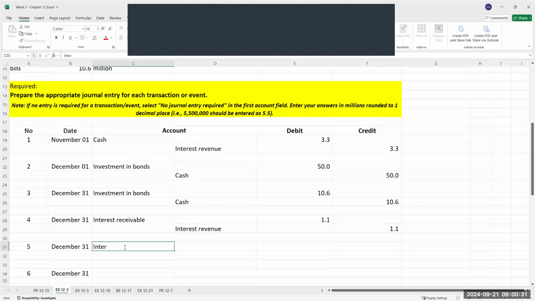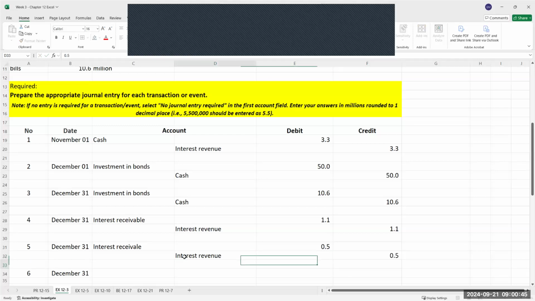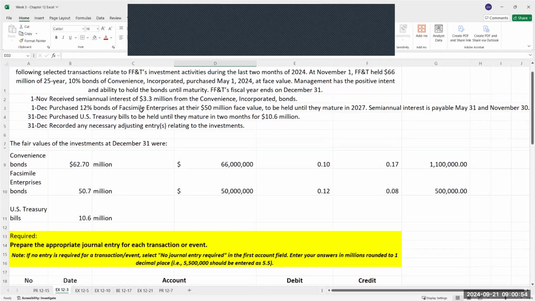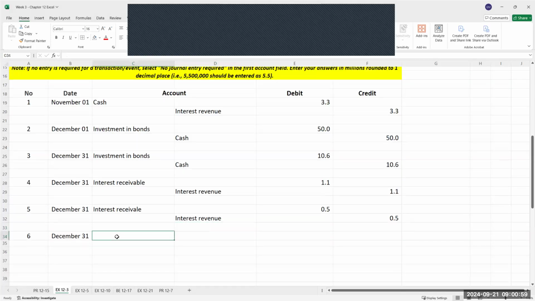So our journal entries would be as follows. Interest receivable for 0.5 and interest revenue for 0.5. All right. And then on December 31st, because these securities are held to maturity, there's no entry that we need to make. Again, securities that are held to maturity are not adjusted for fair value. So therefore, no journal entry required.